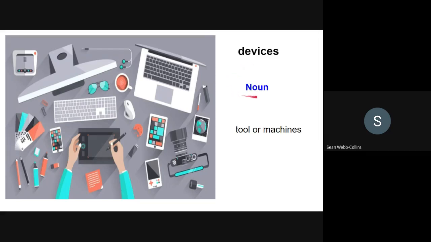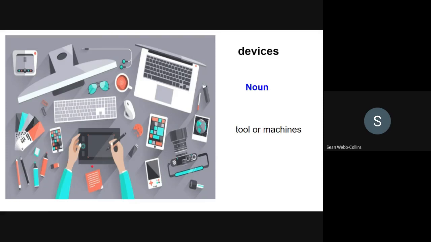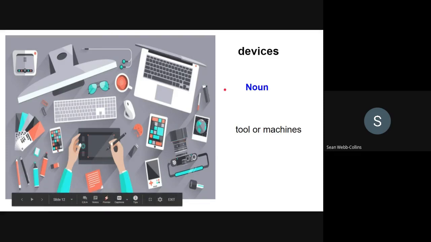Devices. Noun, a tool or machine. For example, how many electronic devices do you have at home? Another example, a ruler is a measuring device. A ruler is a device used for measuring.